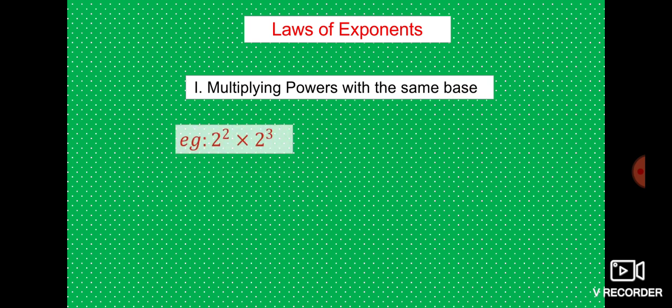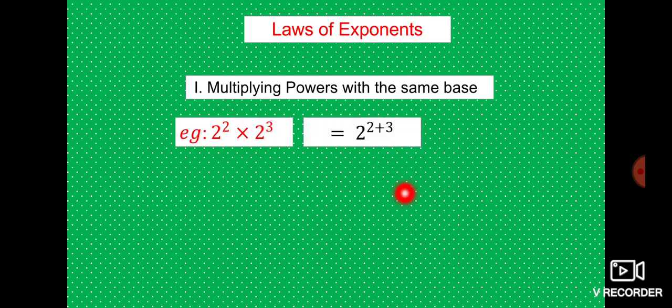You see one example, 2 square into 2 cube. This is multiplication of exponents with the same base. Here the base is 2, here also 2. In this case, very easy, we can find the answer. You just take the base and add the powers. That is 2 raised to 2 plus 3, that's equal to 2 raised to 5.